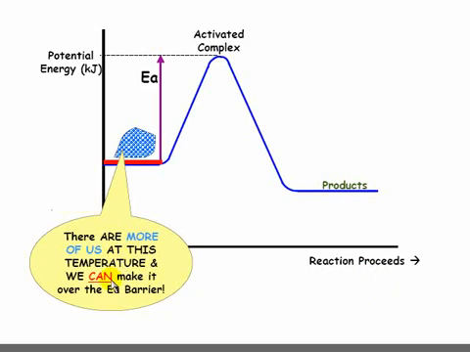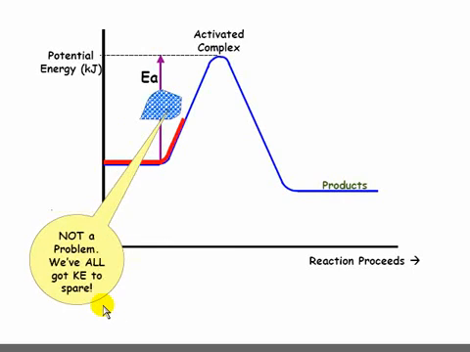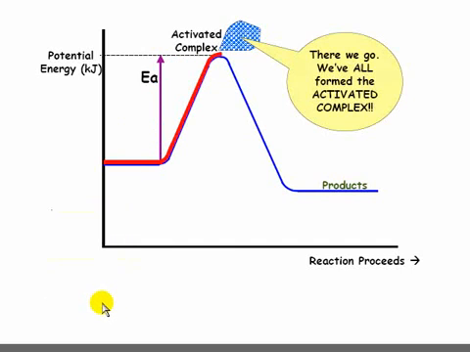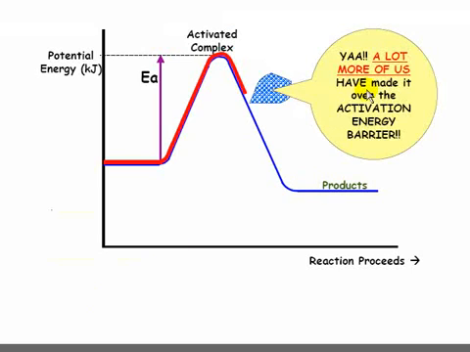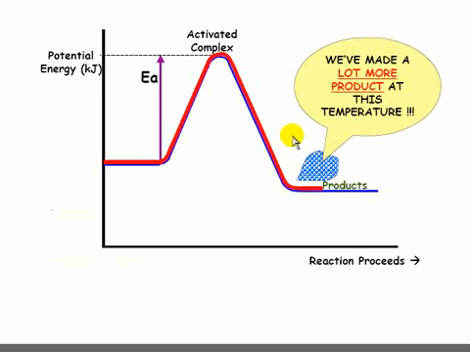There are more of us at this temperature. We can make it over the EA barrier. Let's go. Again, you can see they have no problem making it over the activation energy barrier. Yeah, a lot more of us have made it over the barrier this time. And more of us are forming products. We've made a lot more product at this temperature.